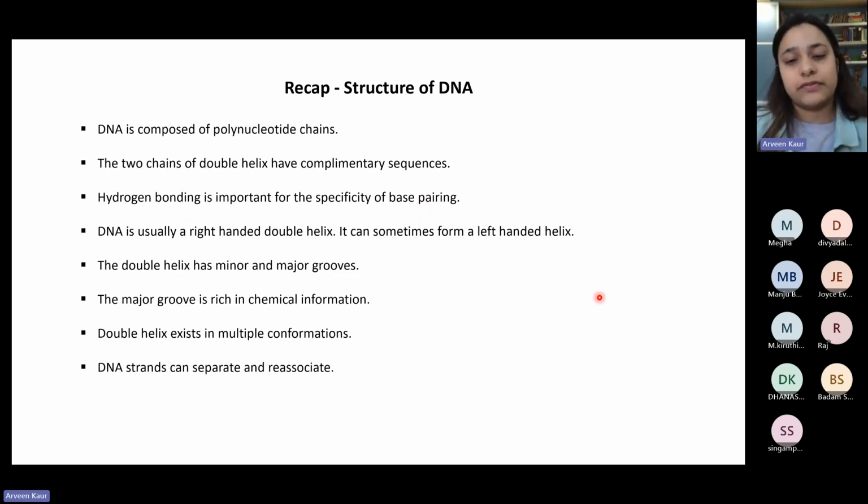So, a recap of the structure of DNA, of whatever we have discussed up till now in the second segment of the lecture: DNA is composed of polynucleotide chains, right? The two chains of the double helix have complementary sequences to one another. The hydrogen bonding is important for the specificity of base pairing. Then, DNA is usually a right-handed double helix. It can sometimes also form a left-handed helix. Then the double helix has minor and major grooves, and the major groove is rich in chemical information.